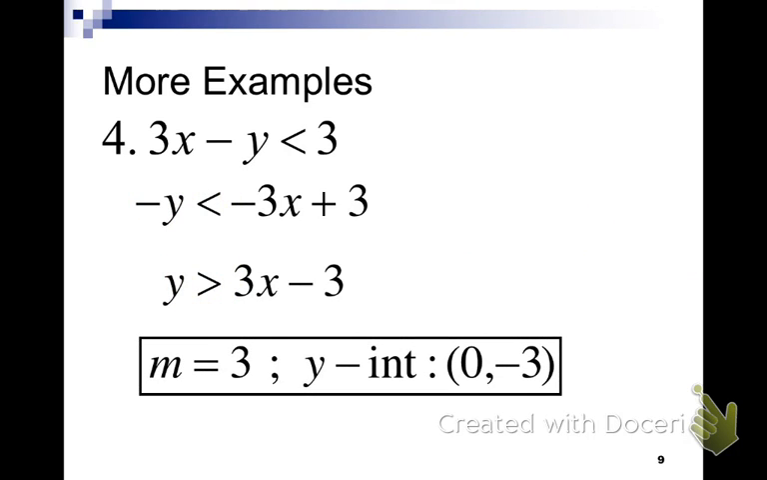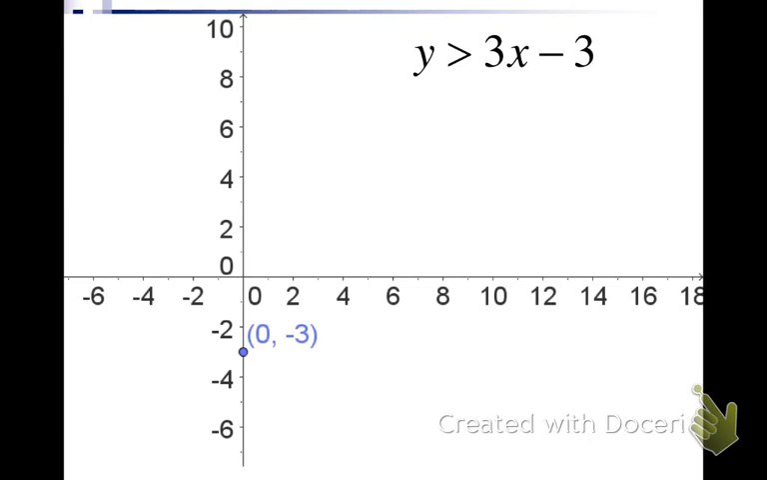So slope is 3, y-intercept is negative 3. Go back to my line, plot my points, up 3 over 1. Okay, so I'm at 1, 0. Probably going to add one more point there, just to be on the safe side. Now, it is going to be a dashed line because it is not equal to. So we have to make sure that we have the dashed line in there.